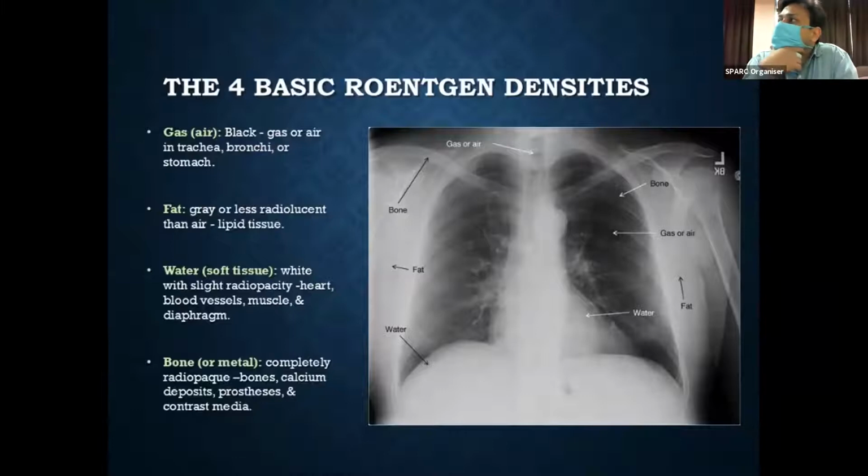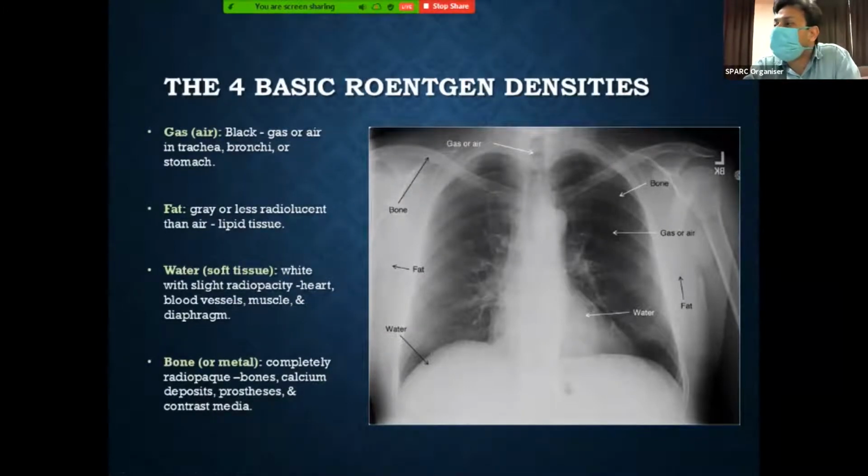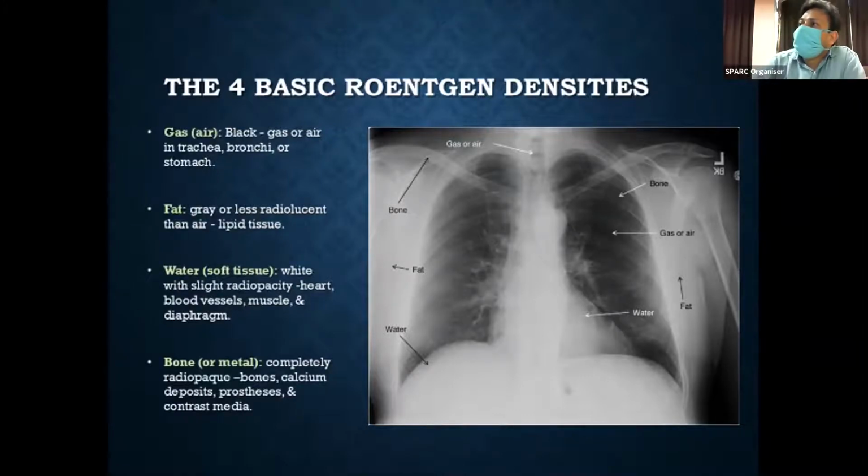Now coming to the Röntgen opacities, there are 4 basic Röntgen opacities. One is the air opacity. Air opacity is the black opacity, which we can see on this chest X-ray, like the lungs and the air around the body. These are blackish areas. They are produced by the air. As you know, air offers very little resistance to the X-rays. X-rays pass easily through these structures, and they produce a black shadow.